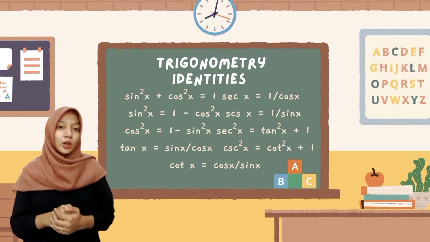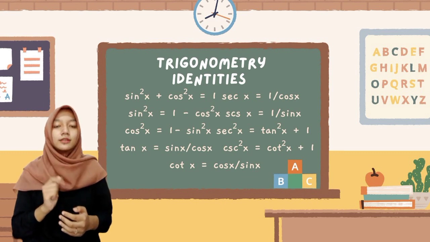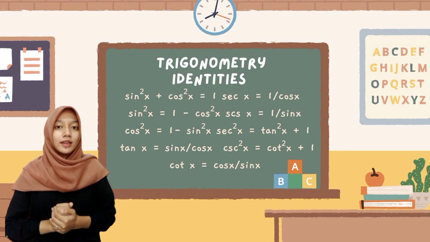Sec square x equals tan square x plus 1. Tan x equals sin x divided by cos x. Cosec square x equals cot square x plus 1. And the last, cot x equals cos x divided by sin x.